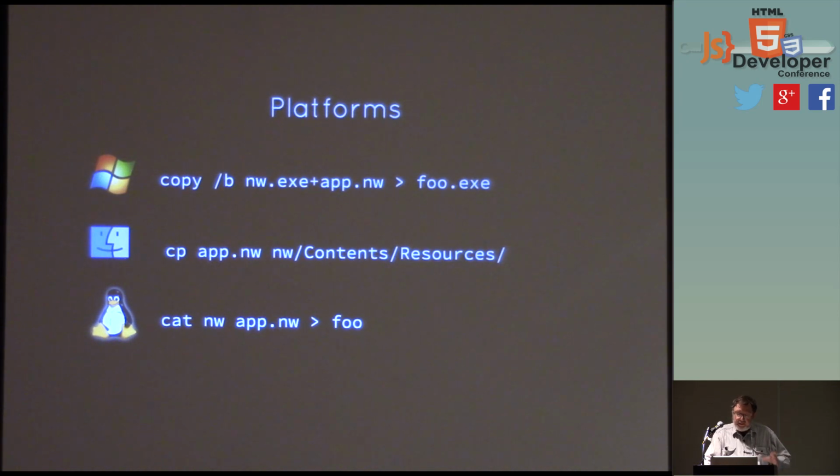So for that, you copy this zipped file. Now, this app.nw file is the actual zip file. It's just renamed to a .nw. And when you open up the application on the Mac, it'll look for that compressed file within your app bundle. So on Linux, it's similar to Windows, where you just cat onto the end of the executable to make a new executable for yourself.